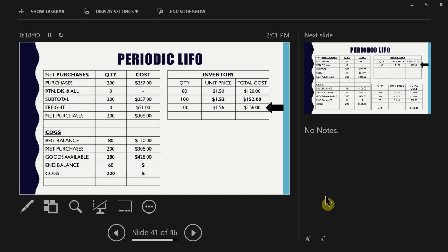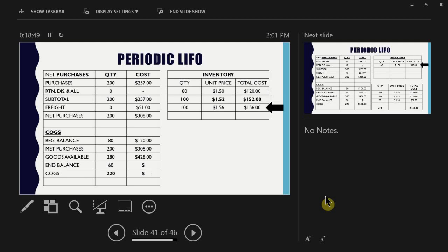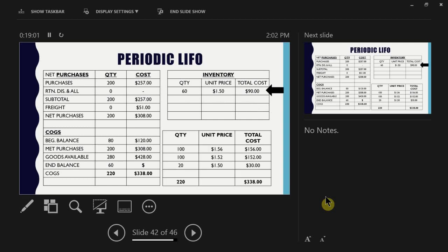Now, how many items did we sell in grand total? 220. So, just by looking at this in context, we're going to eliminate the first batch of 100, right? We're going to eliminate the second batch of 100, the middle one, and we're also going to take from the beginning balance because we sold 220, so we have to take 20 out of that one. So in context, this is how it's going to look. We're going to take 100, another 100, and 20. And we're only going to be left with my beginning inventory. So in this context, we're going from bottom to top. We're going to start from the bottom batch and work our way all the way up to the top.